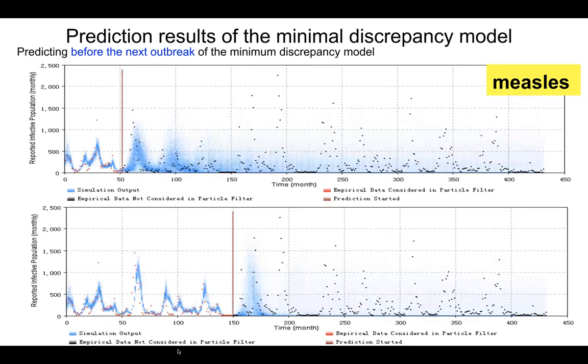And the fourth category of the projection is where we predict before the next outbreak, which means when the projection starts, if we only observe the empirical data set, it is difficult for us to see that there will be an outbreak in the future.